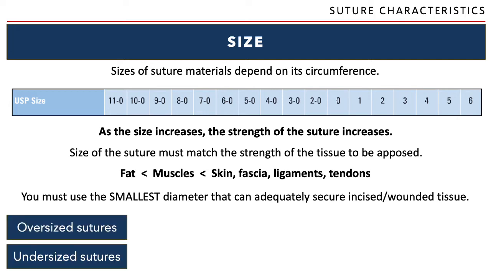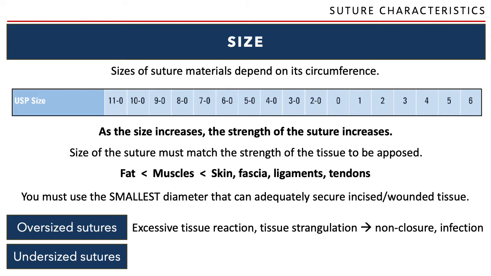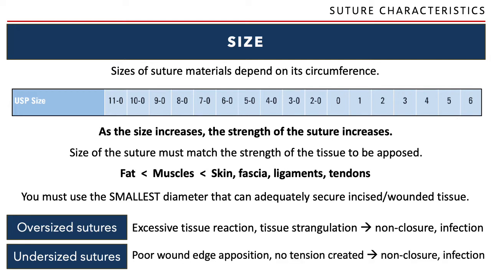If you use oversized sutures, okay, you're using a much bigger suture than the tissue needs. That will cause excessive tissue reaction. That could cause your tissues to strangulate too much. And that could cause your wound to never close, to close later, or even initiate infection because of that non-closure. And with undersized sutures naman, you cannot oppose the wound edge well. Hindi mo kayang pagdikitin yung wound edges. There is no tension created to keep it together. So again, your wound will not close or will close delayed and will lead to infection.